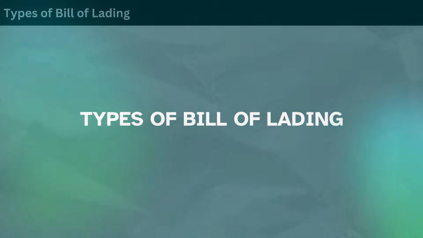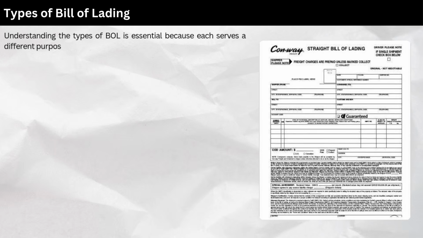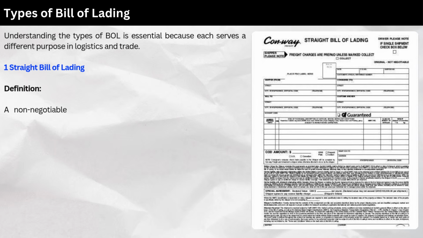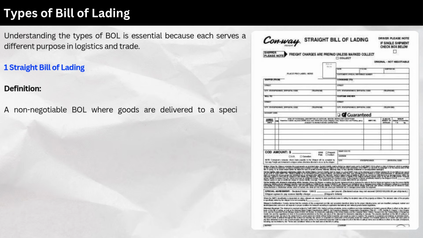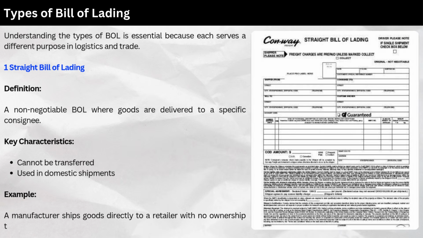Types of bill of lading. Understanding the types of BOL is essential because each serves a different purpose in logistics and trade. 1. Straight bill of lading. Definition. A non-negotiable BOL where goods are delivered to a specific consignee. Key characteristics. Cannot be transferred. Used in domestic shipments. Example. A manufacturer ships goods directly to a retailer with no ownership transfer during transit.